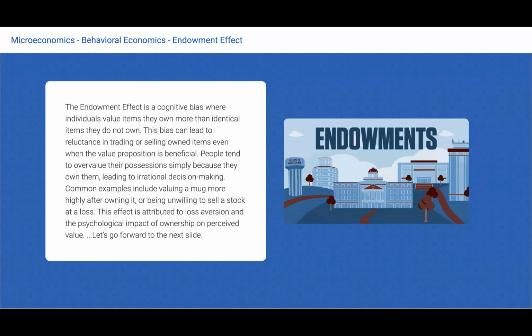Common examples include valuing a mug more highly after owning it, or being unwilling to sell a stock at a loss. This effect is attributed to loss aversion and the psychological impact of ownership on perceived value. Let's go forward to the next slide.